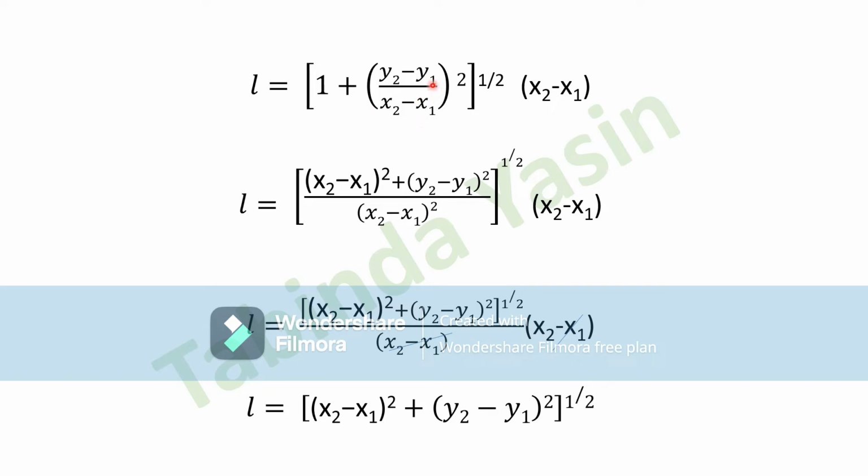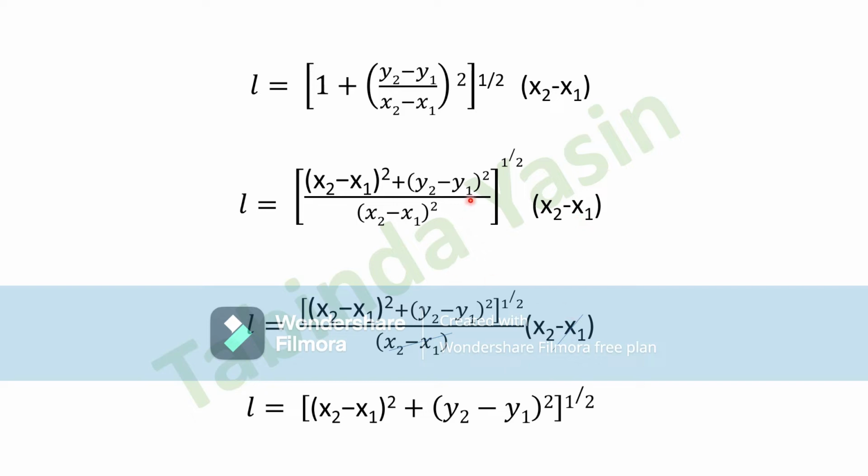Opening the squares, separating the squares, that will become (y2 minus y1) whole square divided by (x2 minus x1) whole square, and then taking the LCM, so we have L is equal to [x2 minus x1 whole square, and taking the LCM, here 1 multiplied by (x2 minus x1) whole square, plus (y2 minus y1) whole square] whole power 1 by 2, over (x2 minus x1), multiplied by (x2 minus x1).